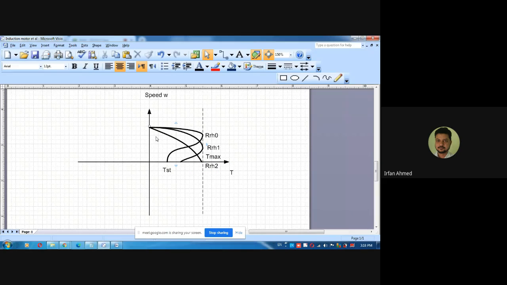Have you seen this characteristic before anywhere? This line. Have you seen any motor that uses this line? The DC shunt motor. We are in AC now. Induction motor, we are in asynchronous AC motors.